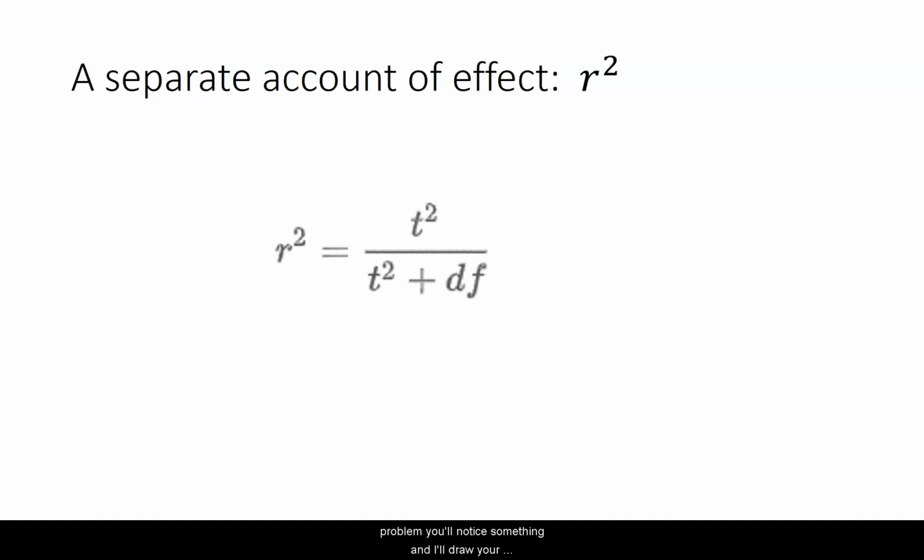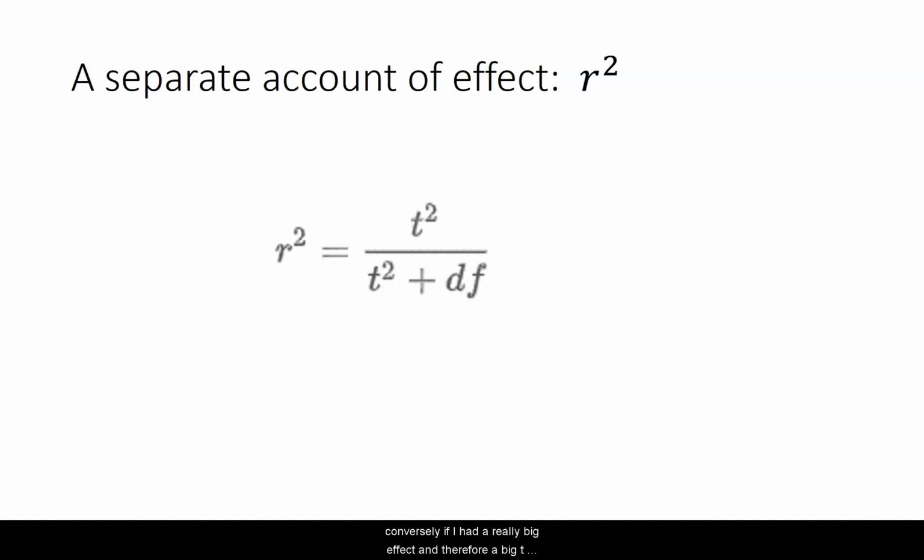You'll notice something, and I'll draw your attention to this briefly. The larger the sample size, it actually reduces r squared. So if I had 200 participants, this would be 199 degrees of freedom, and that would lower the r squared. So in a way, this is taking into account large sample sizes. It's kind of baked in.